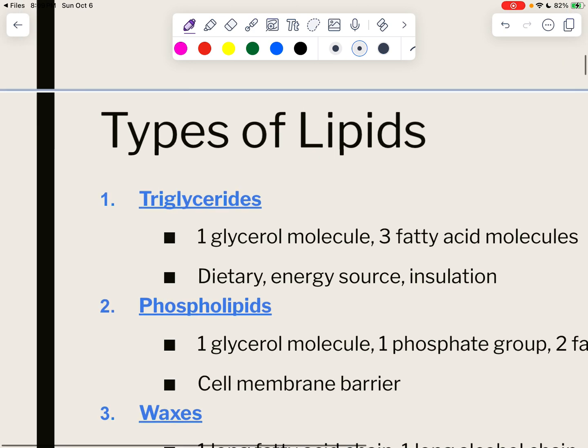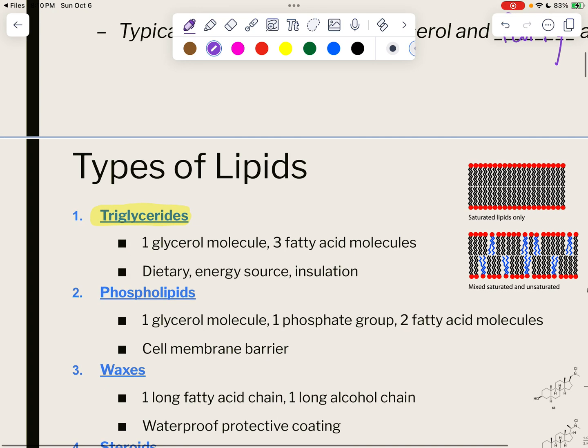The main one that I'm going to have you know is called triglycerides. The prefix tri means 3, so there's going to be some type of 3 component in there. So 1 glycerol molecule in a triglyceride, and you bet it, 3 fatty acid molecules in a triglyceride. Triglycerides are known for our dietary use, so consumption, energy source, and insulation.